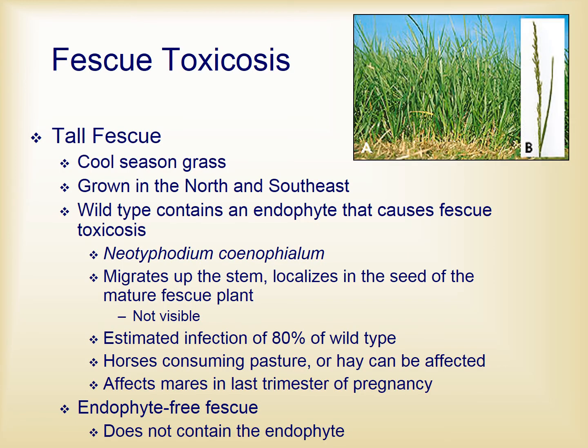Next we'll discuss fescue toxicosis. Tall fescue is a cool season grass primarily grown in the north and southeast. The wild type of fescue contains an endophyte that causes fescue toxicosis. This endophyte migrates up the stem. It localizes in the seed of the mature fescue plant, and so it's not visible. You can't just inspect a field of fescue to determine what's infected or not. But it's been estimated that up to 80% of wild-type tall fescue is infected.